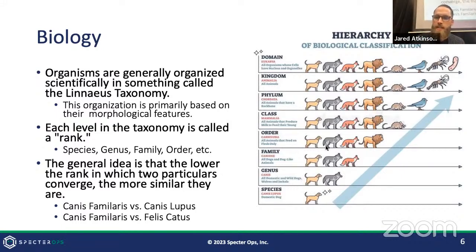And the idea is that the lower down in this structure that you can group two things together, the more similar they are, right? So for instance, you could say a dog and a wolf are more similar than a dog and a lion because the dog and the wolf share the same genus and the dog and the lion share the same order, right?